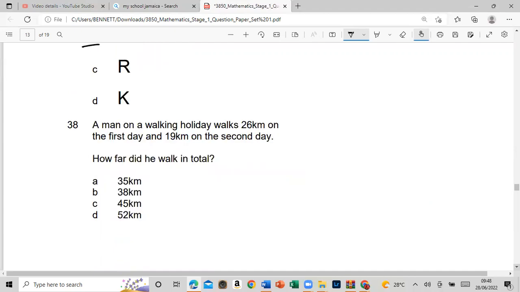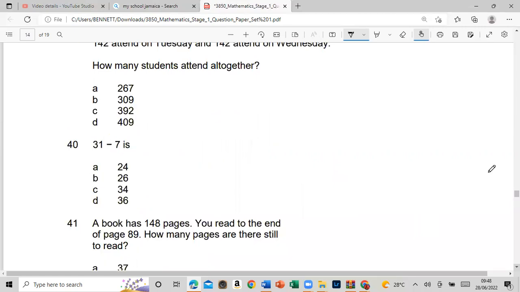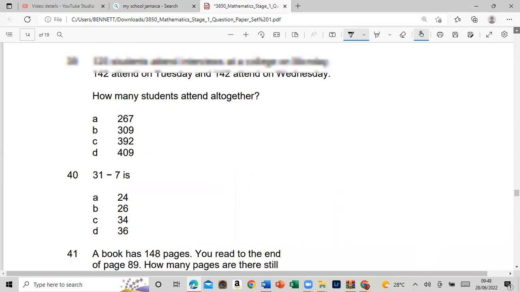A man on a walking holiday walks 26 kilometers on the first day and 19 kilometers on the second. How far did he walk in total? So you add it. So he walked 45 kilometers. Let's move on to 39.